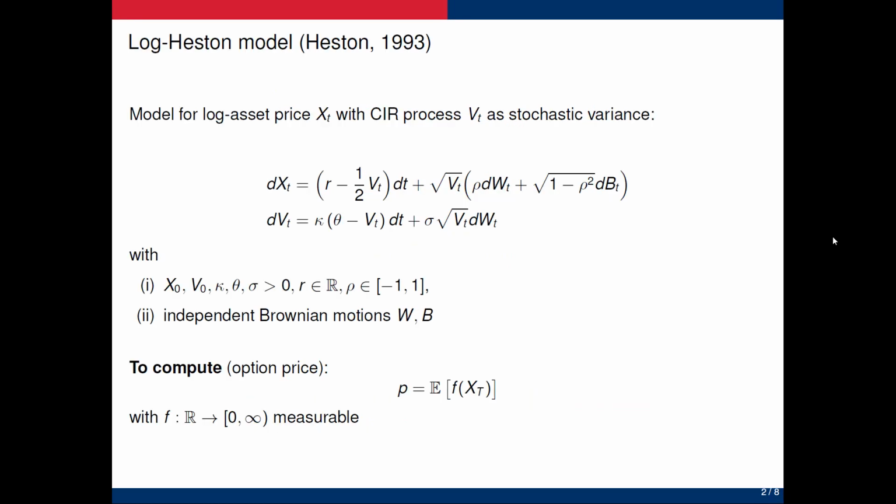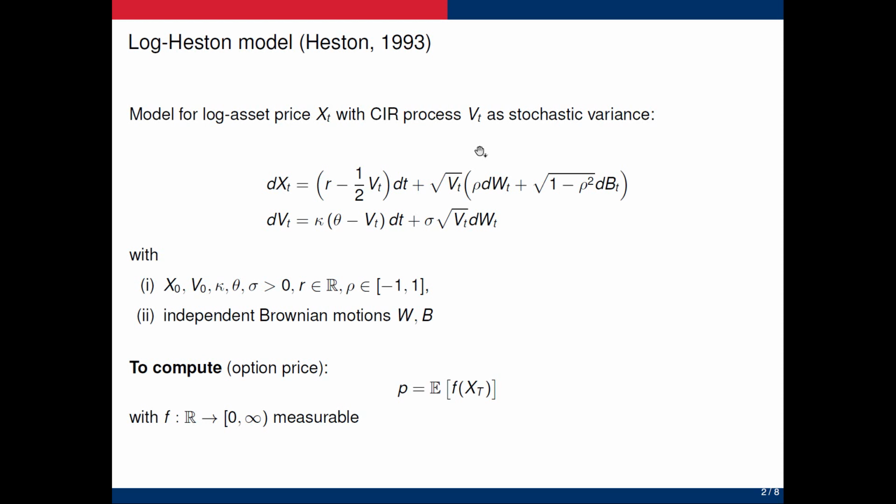So we start with the well-known Heston model, which was developed by Steve Heston in 1993. It models an asset price, or in this version here, a log asset price, which is denoted by x_t, and its stochastic variance, which is denoted by v_t. The process modeling the variance is the well-known Cox-Ingersoll-Ross process. Let me just say something about the parameters.